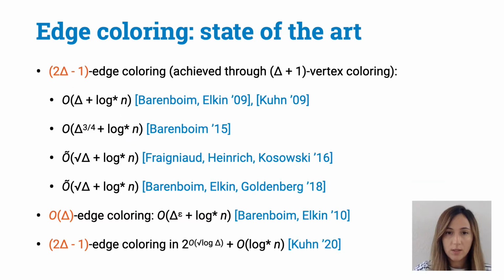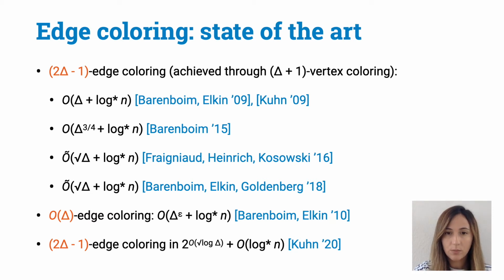But before going there, let's see an overview of the progress that led to the current understanding. Since an algorithm for vertex coloring directly implies an algorithm for edge coloring, many results present in the literature regarding the edge coloring problem are achieved as a corollary. In fact, since 2009, we know that 2 delta minus 1 edge coloring can be solved in time linear in delta plus log star of n, and this result was achieved by Barenboim and Elkin and independently by Kuhn.